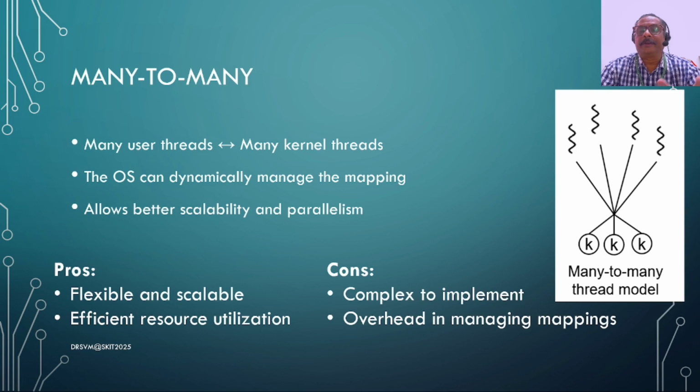The negative part of it is too complex to implement, because there are many this side, many this side, and then the operating system is running around to manage the connections between the user thread and the kernel thread, and see which user thread needs next one and which kernel thread is available next time. And that too complicated scheduling is to be done. So one scheduling for the user, other scheduling for the kernel, and then mapping. It's too complex to implement, and because of this complexity, lot of overhead is created while managing these mappings. So that is the problem with many to many.